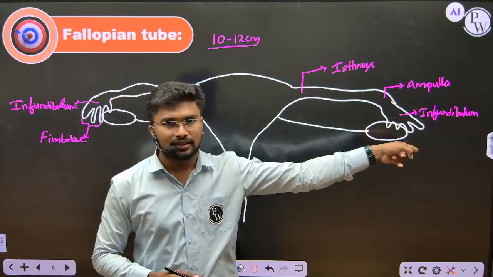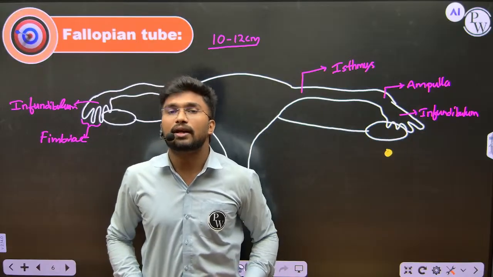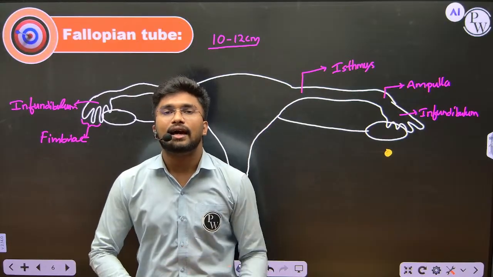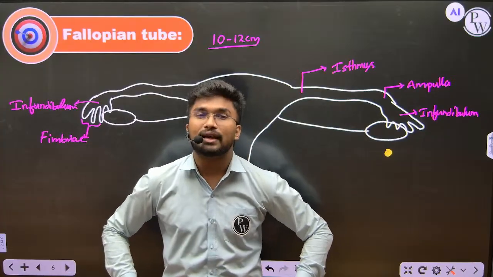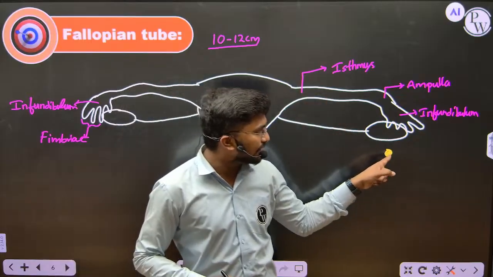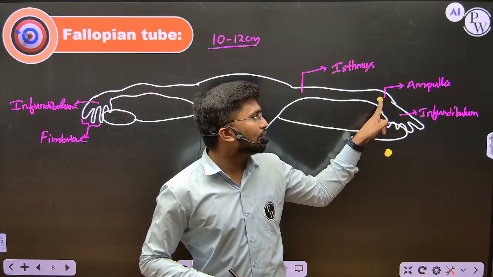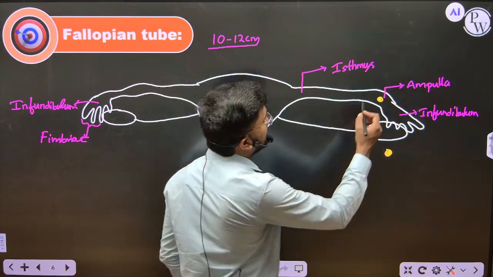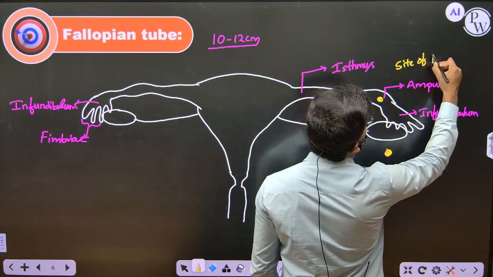Where is it released? This female reproductive system is present in the lower abdominal cavity. This is the thoracic cavity, this is the abdominal cavity, and the remaining one is the pelvic cavity. It is released into the cavity. From there, the secondary oocyte is collected and reaches the ampulla. Very important point: ampulla is the site of fertilization. Ampulla is what? Site of fertilization.